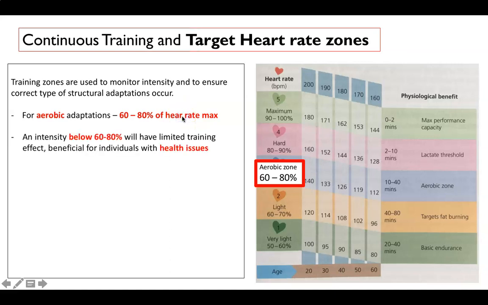So if you do train below 60%, it's going to limit our training effect. You're not really going to get many, if any, adaptations, but it is beneficial for those with health issues or the elderly. And if you are a highly trained athlete, you can train at higher training zones. It'll be easy for you to train above those training zones. That's all we really need with regards to target heart rate zone. The important thing is 60 to 80% is used for aerobic capacity and improving our aerobic capacity.